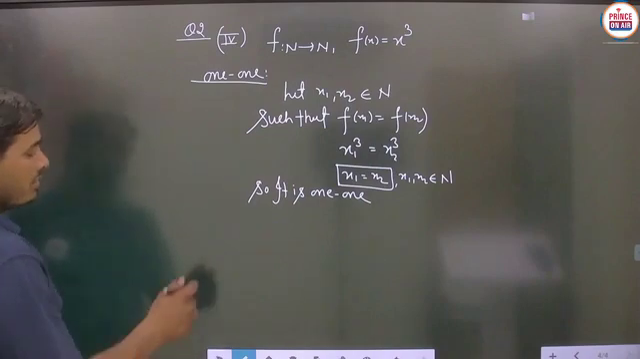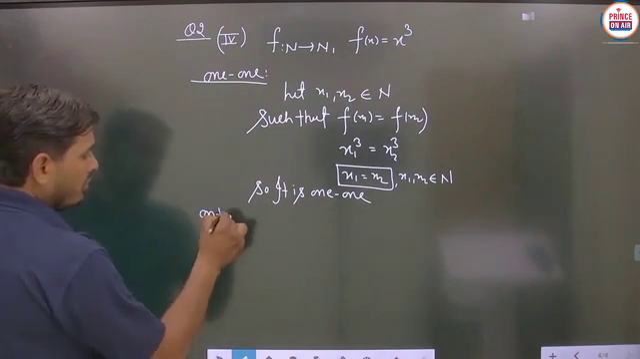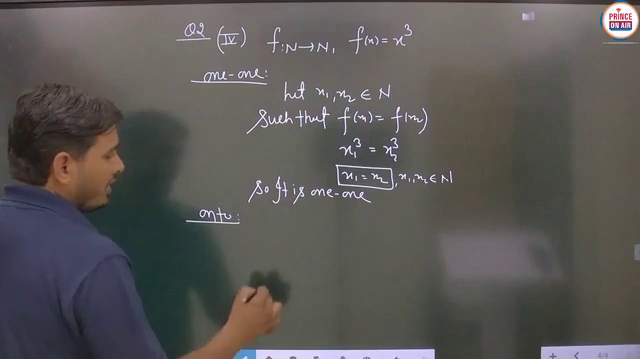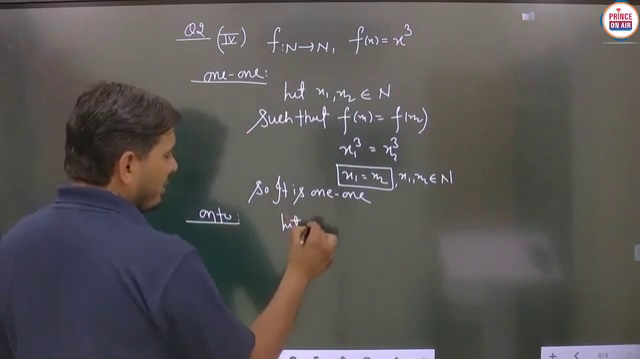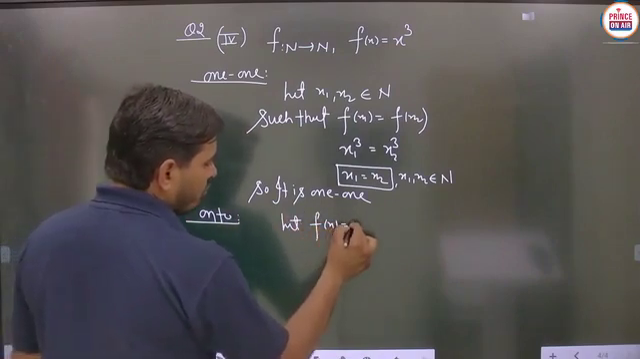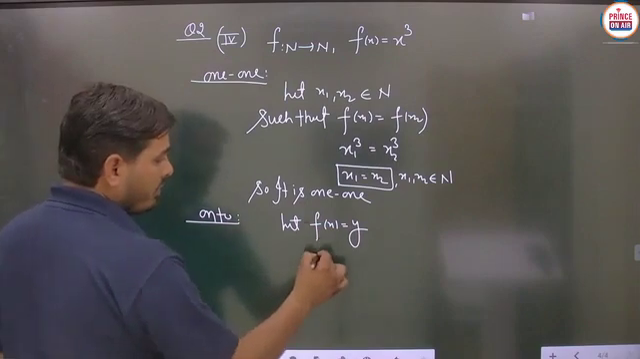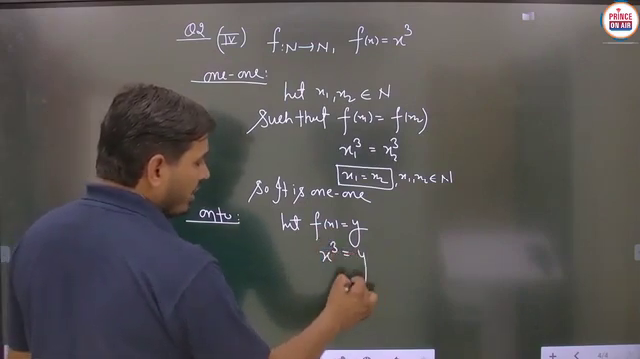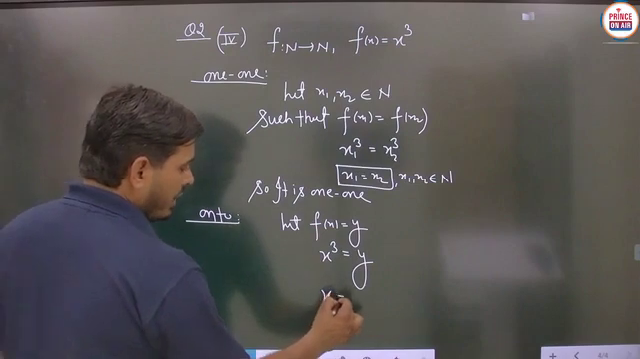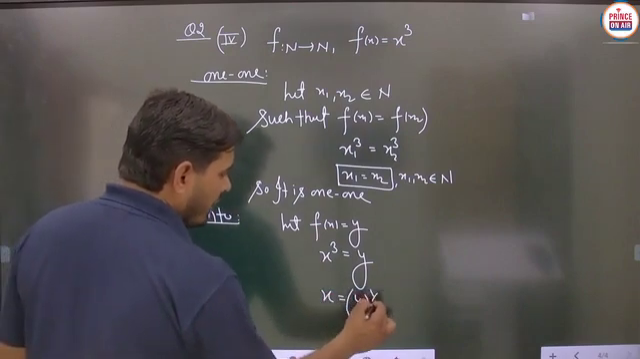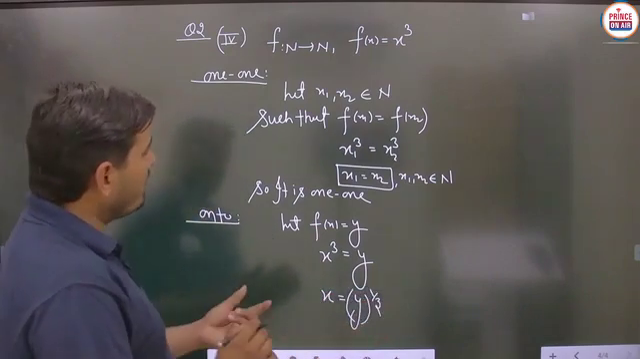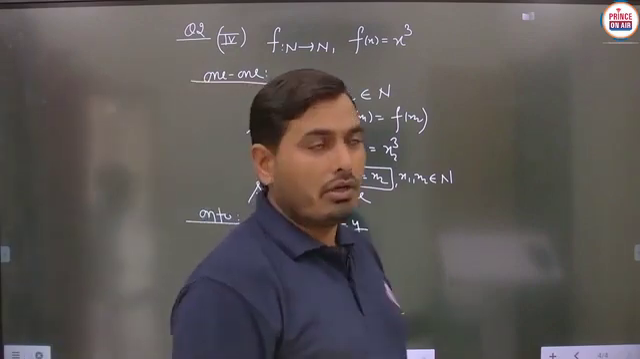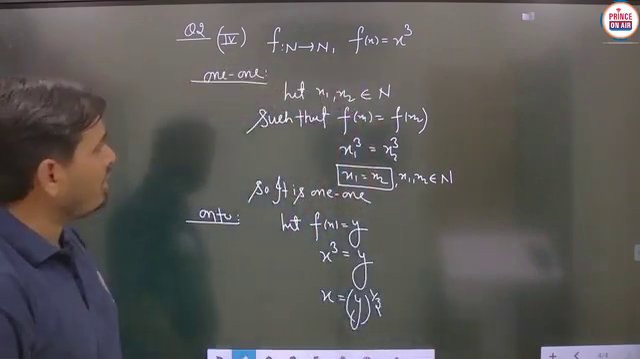The next part is the onto. So for onto, what we are saying is: let f of x equals y, then f of x becomes x cube, which is taken as y, so x will be written as y raised to the power 1 by 3. Now student, what should be the codomain of the given function? The codomain of the given function is the natural numbers.